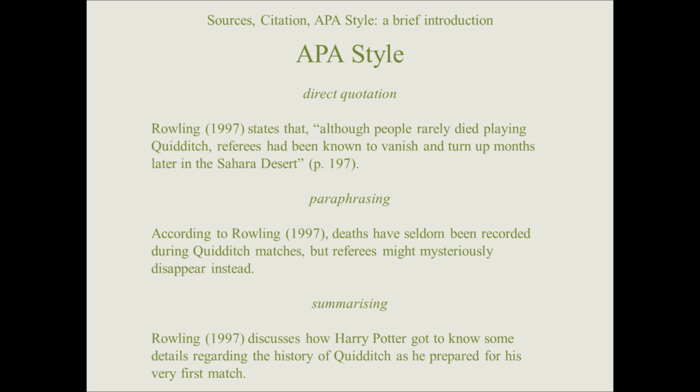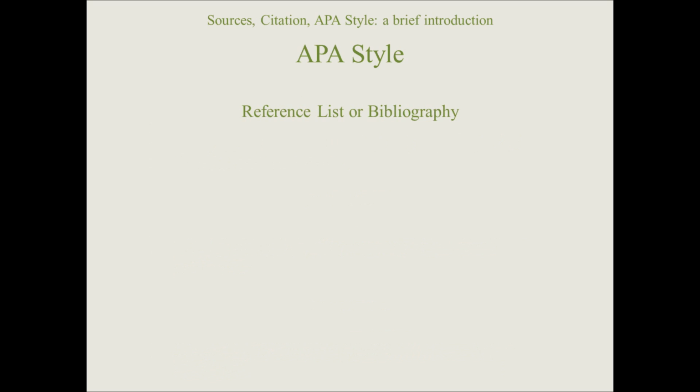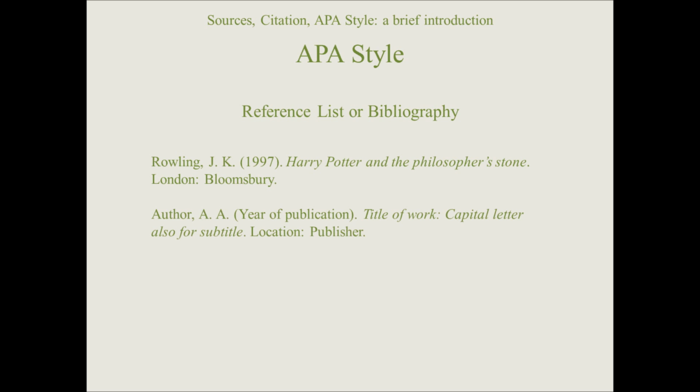But that's not all. How does your reader know the source from just the name of the author and the year of the publication? Well, at the very end of your paper or essay, you need to have a reference list or bibliography, which gives the details about that source. Here we have an example of a book, the way it would be listed in APA style in the reference list. This is the formula for citing books using APA style. Note that, indeed, the title of the book does not use capital letters as perhaps one might expect. That's just the recommendation of APA style.